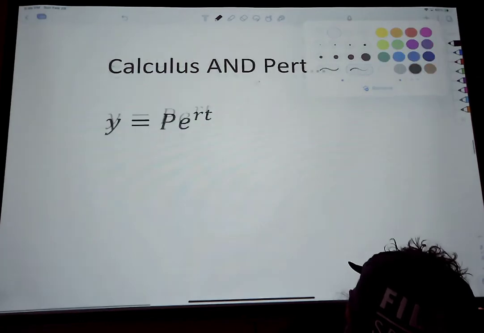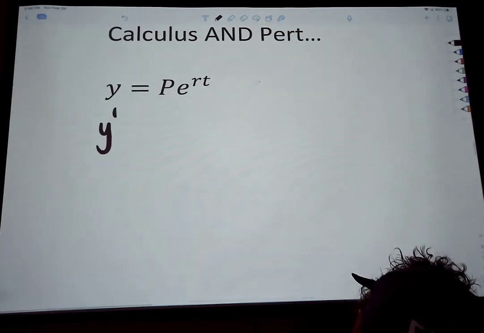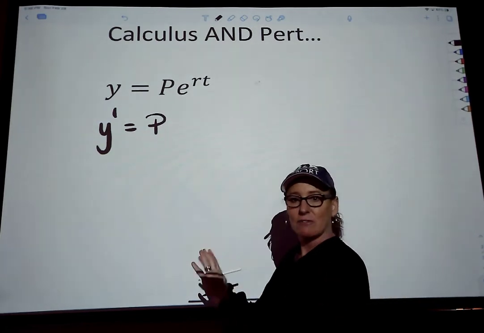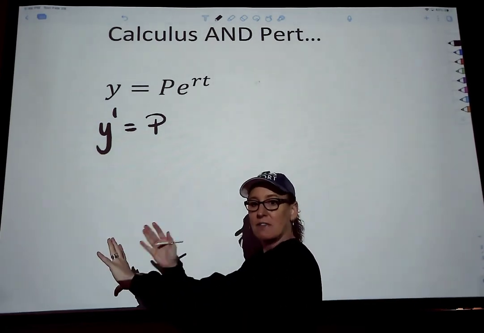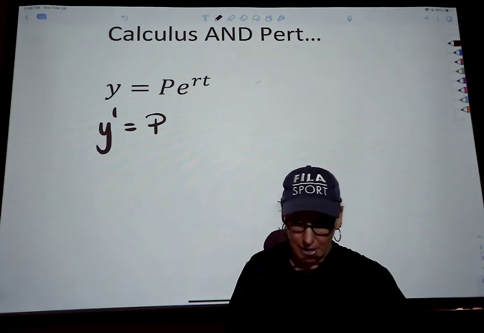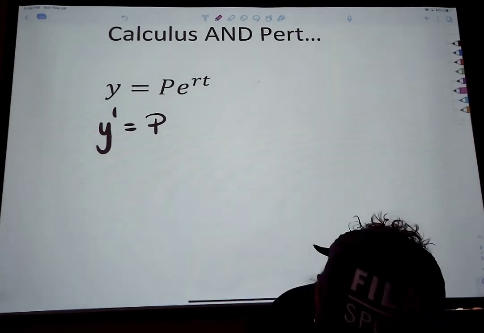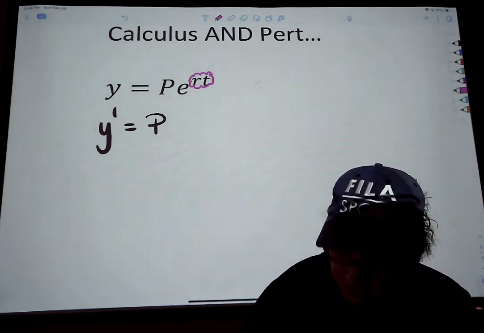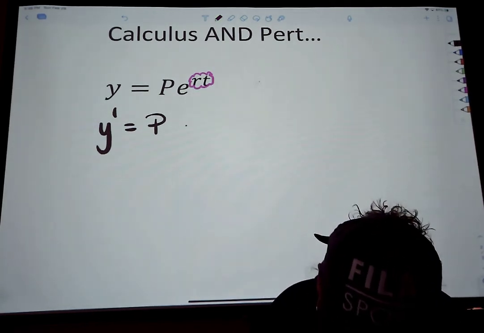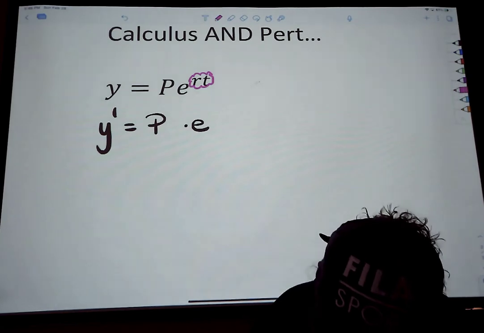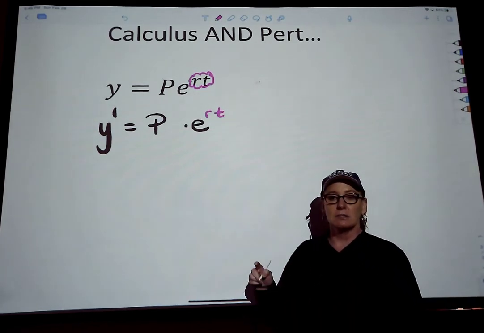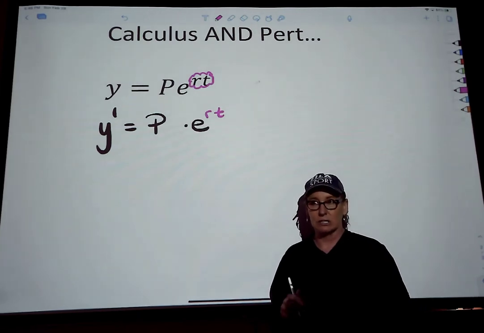I get y prime equals my constant. So remember, when I have a constant, I'm going to kind of pull the constant off and then go ahead and do my derivative. Okay, so I have a constant, and then this is e to the messy. What's the derivative of e to the messy? Well, the derivative of e to the messy is e to the messy times the derivative of the messy. Oh gosh, I got an r and a t.